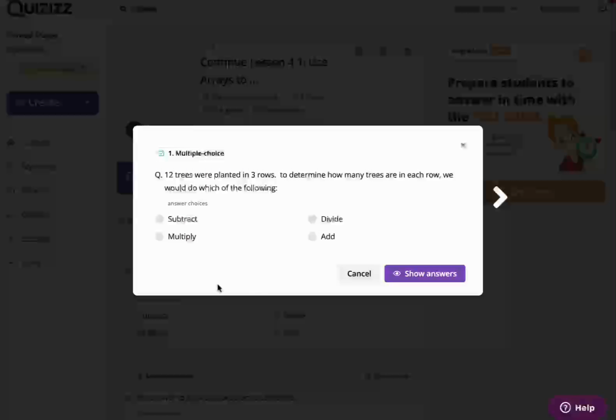Okay, let's start with the first question. 12 trees were planted in 3 rows. To determine how many trees are in each row, we would do which of the following? Of course, you should distribute or divide the 12 trees in 3 rows. So this is division. You should divide. Any problems?